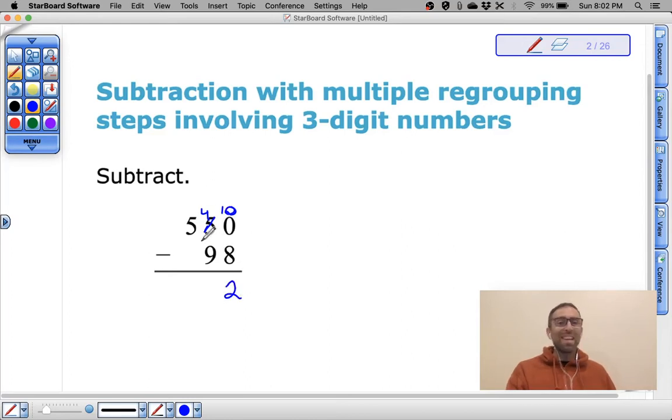4 minus 9, I can't do that. So this is kind of new because we're going to have to regroup a second time. Since I can't do 4 minus 9, I'm going to end up having to borrow from 5 and change this to a 4. And this 4 here now becomes a 14. I can do 14 minus 9, I get an answer of 5. And then I can do 4 minus, and there's nothing here, so take away nothing from 4, I end up with 4. So my first example, I get an answer of 452.